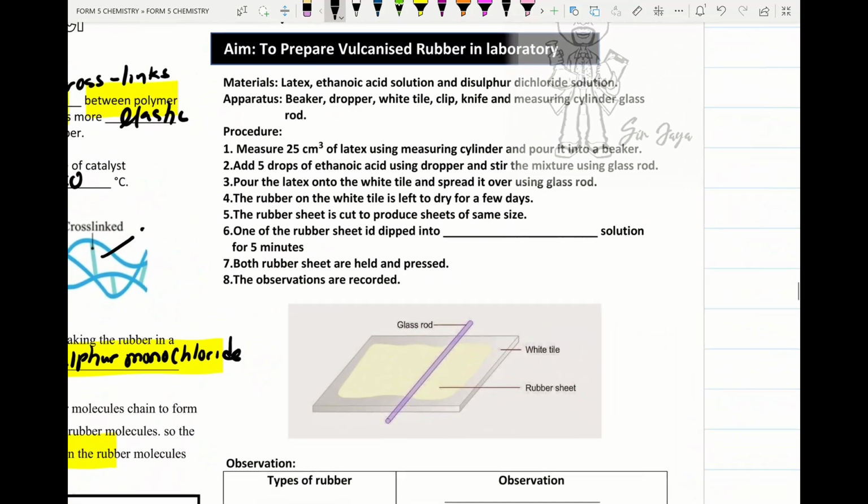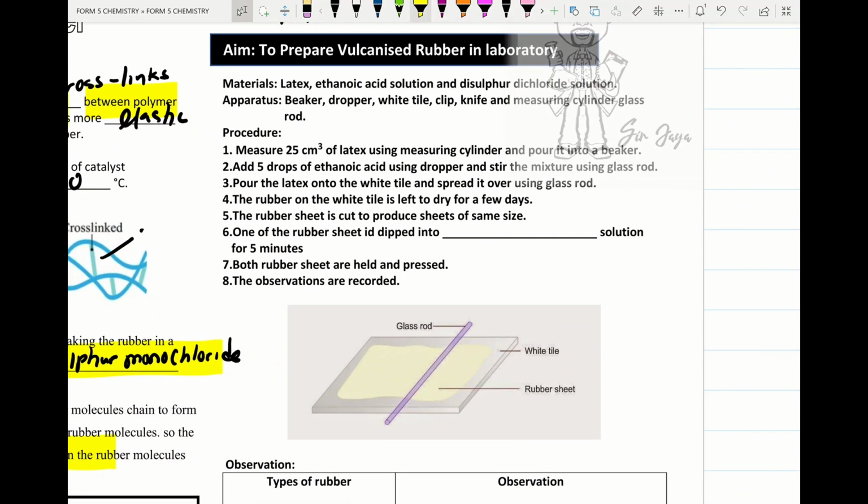All right, so we try to go for the experiment to prepare vulcanized rubber in the laboratory. We need a latex solution. The materials needed are latex solution, ethanoic acid, and sulfur dichloride solution. We also need a beaker, dropper, white tiles, clip, knife, measuring cylinder, and glass rod.